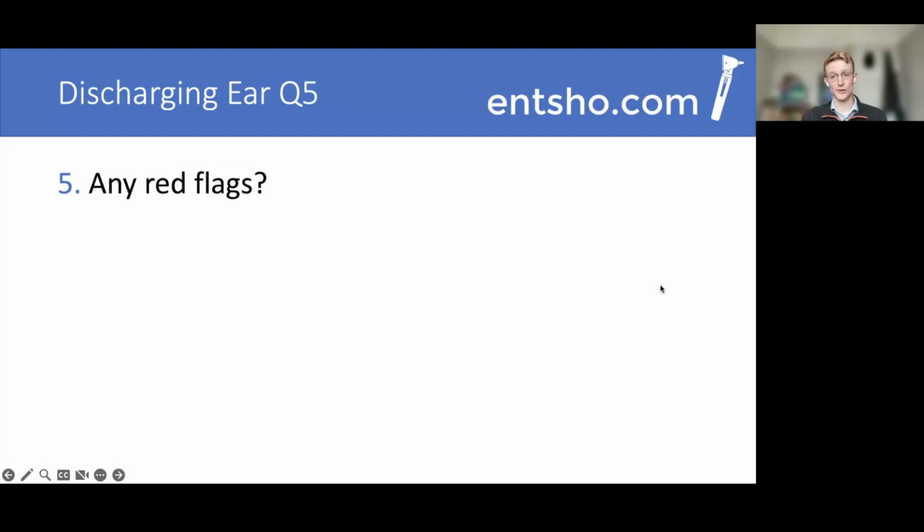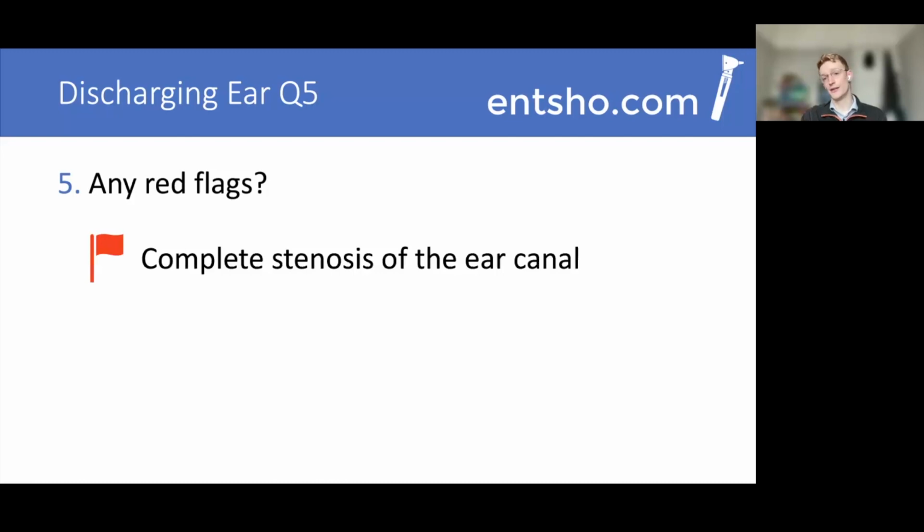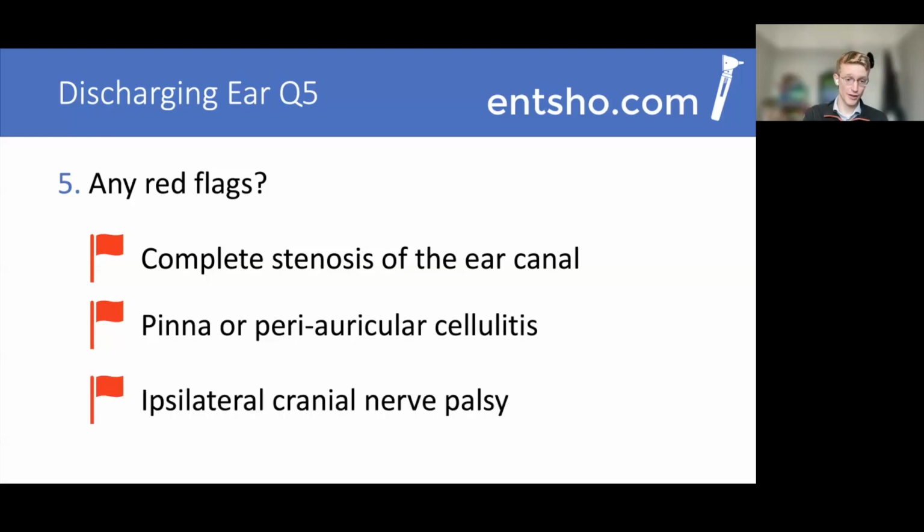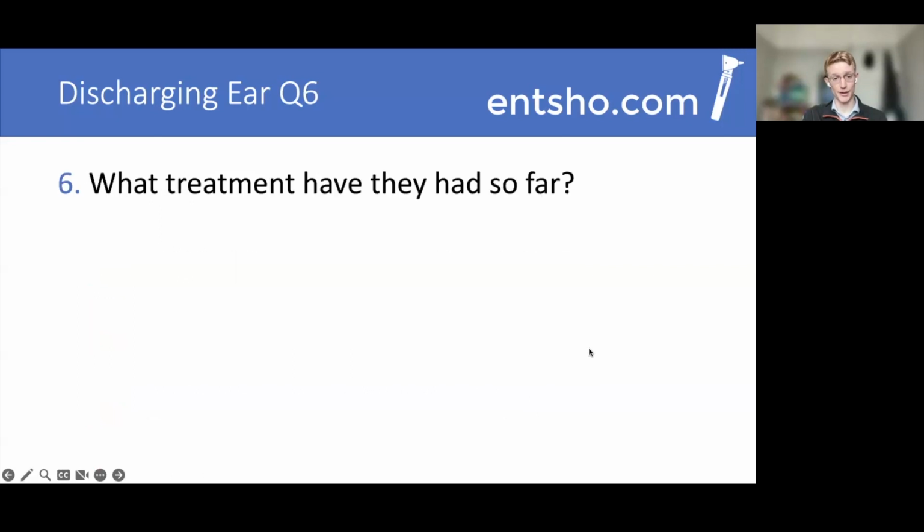And then making sure there are no red flags, which mean that you've got to see them urgently. So is the canal patent? Can you see the eardrum? Because complete stenosis means you're going to want to see this patient quicker. Have they got any associated pinna or periauricular cellulitis? Again, that would need an ENT review and may involve hospital admission if it's nasty. And have they got any associated cranial nerve palsy, which is obviously a red flag for serious infection, possible necrotizing otitis externa? And then gathering some information about what treatment they have had so far.